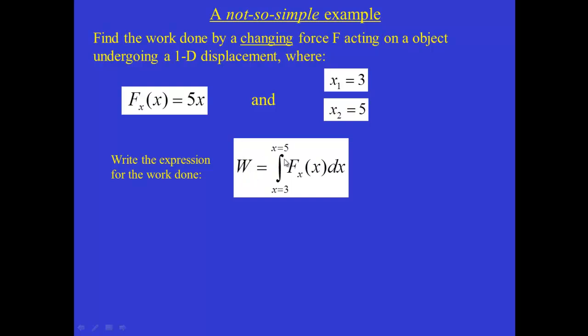So we write the work down as this funny integral sign. It looks like a very long thin S, and it actually does mean sum, as I said. So we're going to integrate the function f of x, and the dx reminds us that we're doing this along the x direction, as the object moves along the x direction from 3 to 5. So how do we do this?